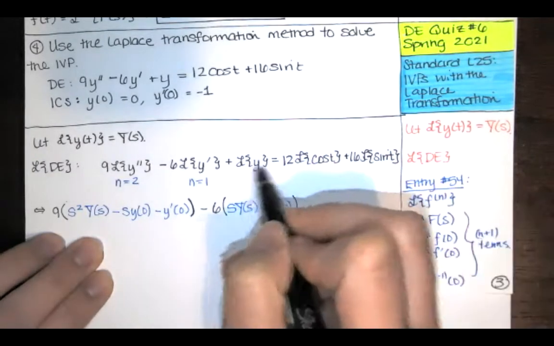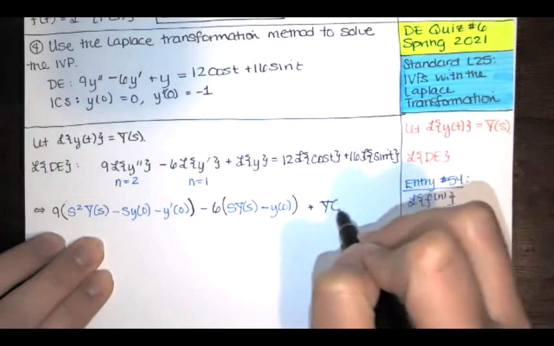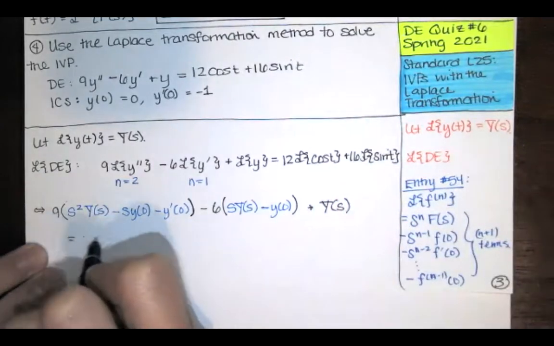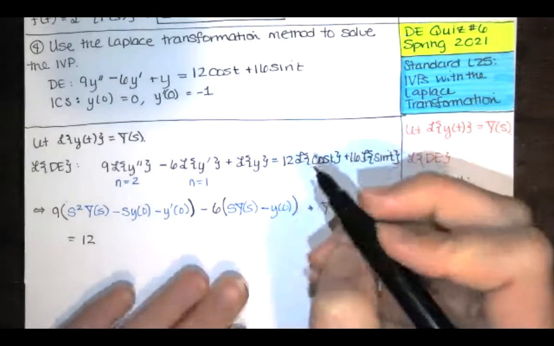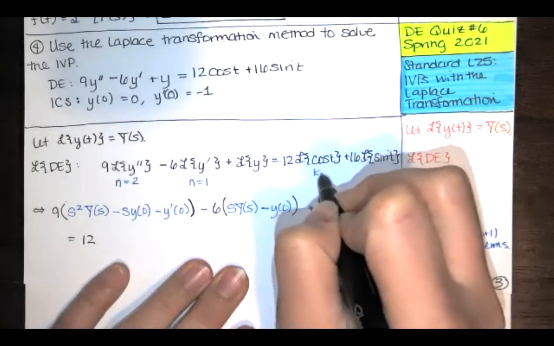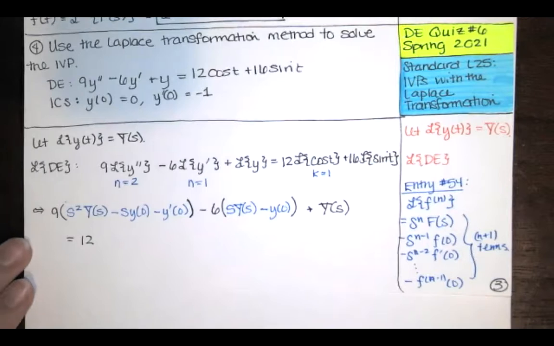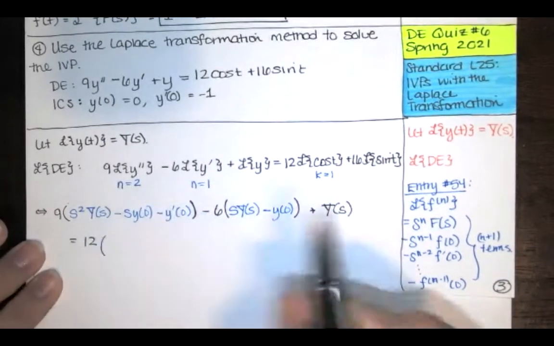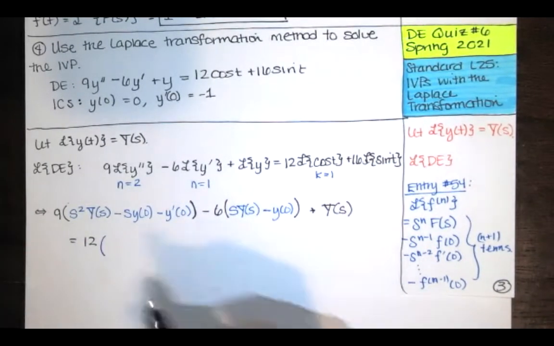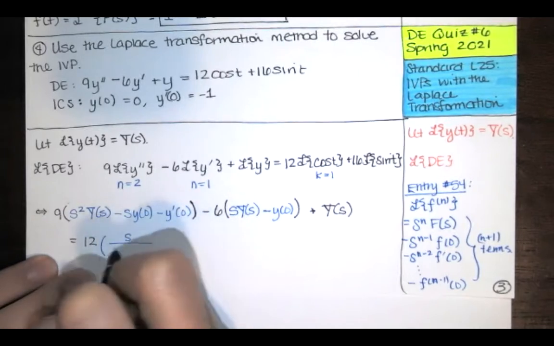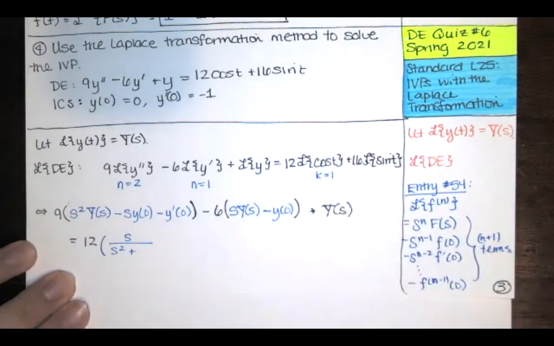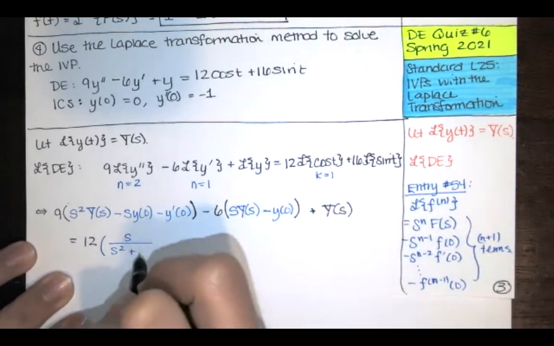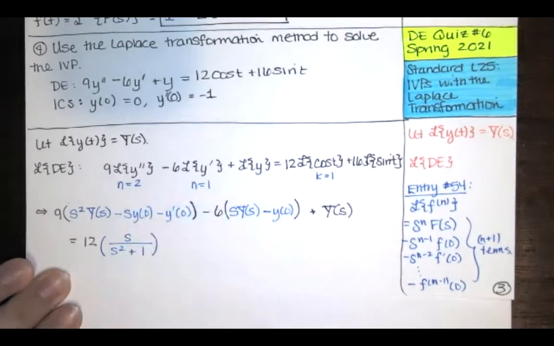Then we're adding the Laplace transform of y, which we've defined earlier to be y of s, and that equals 12 times the Laplace transform of cosine of t. Now this is cosine of kt, where k is equal to 1. From our table, we know that the Laplace transform of cosine of kt is s over s squared plus k squared. I'm not going to look it up in the table this time, but you can look up the Laplace transform of cosine of kt. It's one of the early entries in our table, and it says s over s squared plus k squared is the Laplace transform of that.